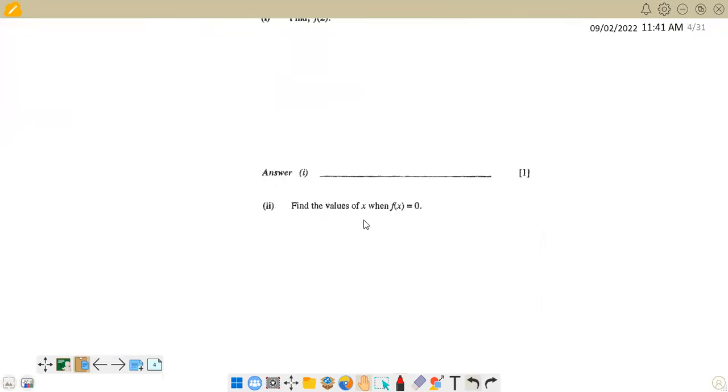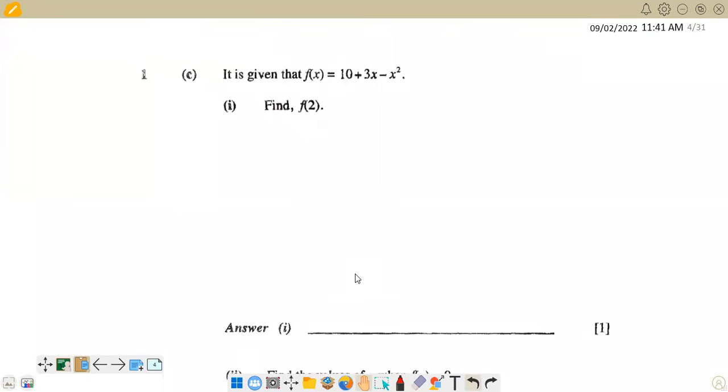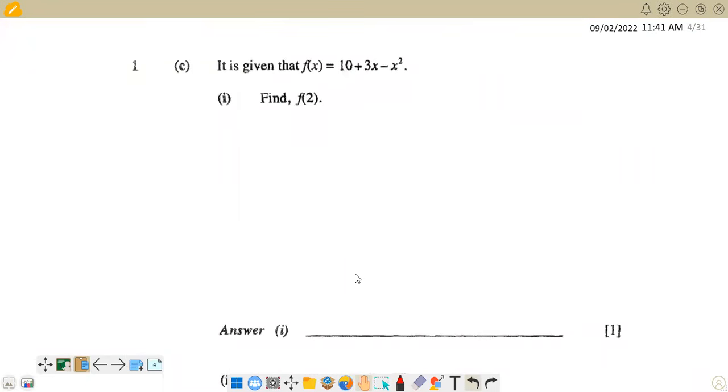All right, this is a function. Okay, number 1c, we are given f of x is equivalent to 10 plus 3x minus x squared, and find f of 2.